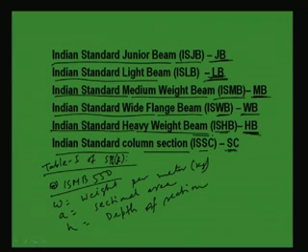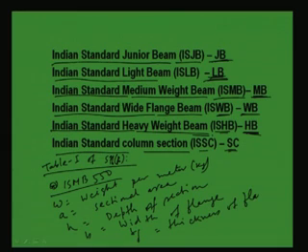So, in case of ISMB 550, H will be 550 millimeter, right, H. Then B, width of flange, right. Then TF, thickness of flange. Then TW, thickness of web. So, in this way all the details will be given there.